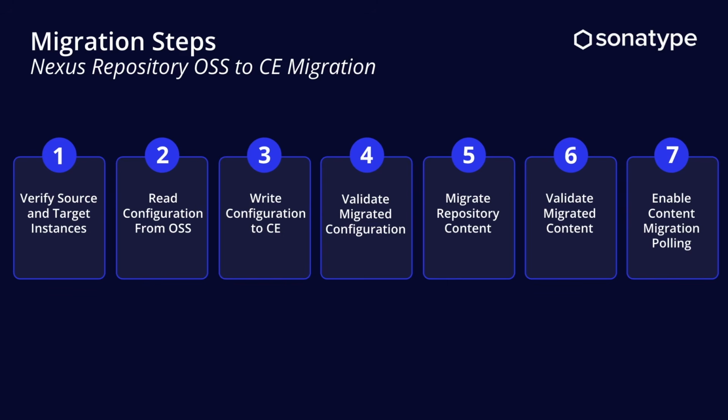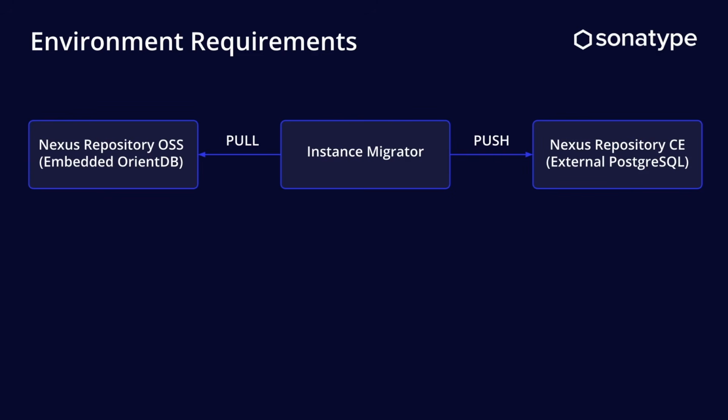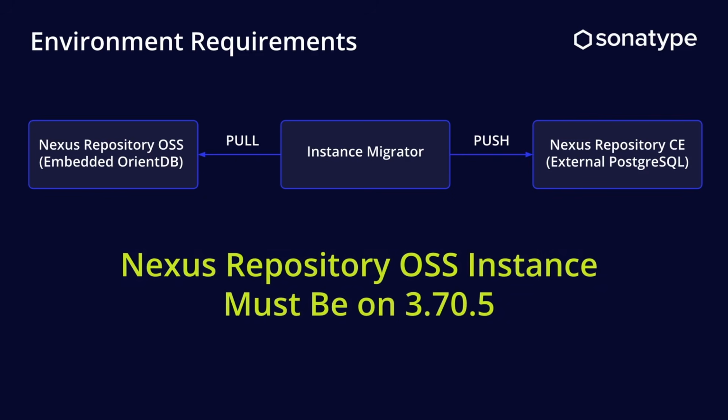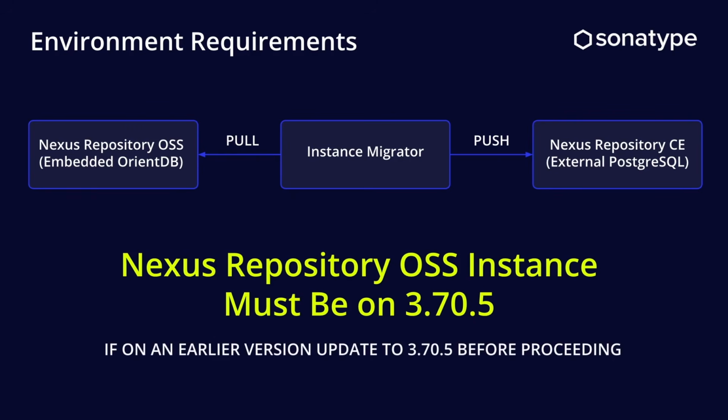Before we begin, let's confirm the environment requirements. For this migration path, the source Nexus Repository OSS instance must be running version 3.70.5. If your OSS instance is on an earlier version, update it to 3.70.5 before proceeding. For the target environment, we recommend using the latest available version of Nexus Repository Community Edition. In this example, our target is a clean Community Edition instance configured to use PostgreSQL.